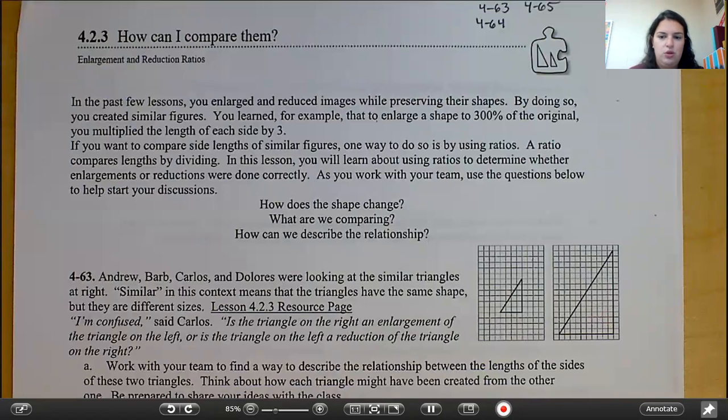As you work with your team, use the questions below to help start your discussions. How does the shape change? What are we comparing? And how can we describe the relationship?